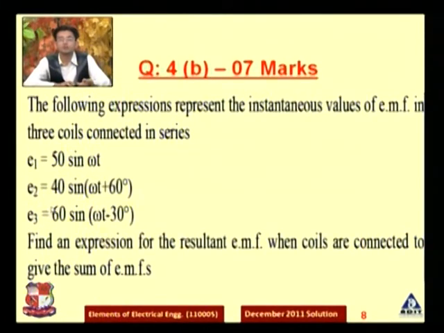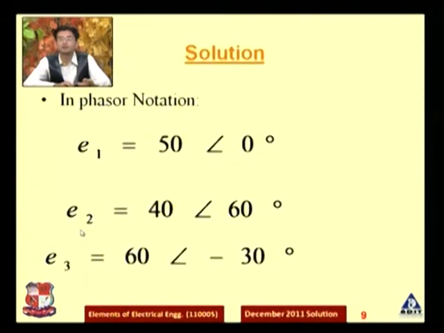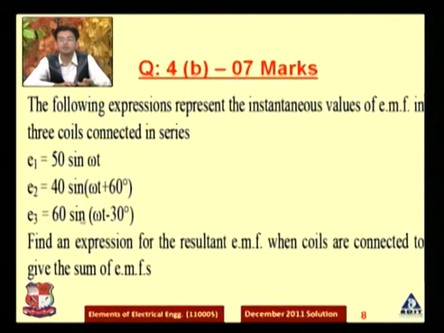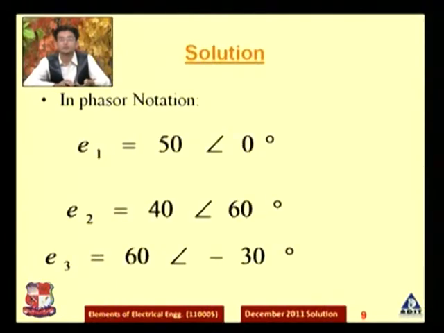While E2 in phasor notation is 40 with a phase angle of 60. In the same way, for E3 it is 60 and the phase angle is minus 30. Why have I written minus 30? Because in the equation it is 60 sin(ωt − 30), and as a minus sign is given, I have to write the minus sign in the phasor notation also. So this is nothing but the phasor notation of the three different voltages, right?